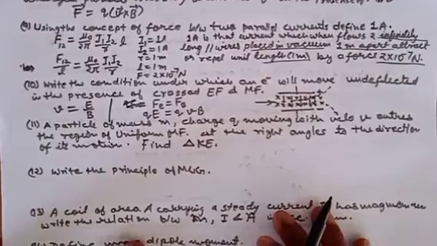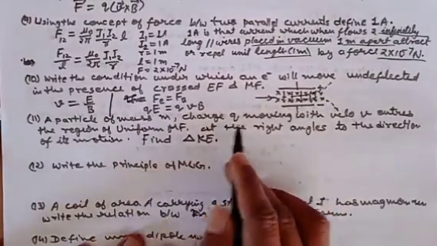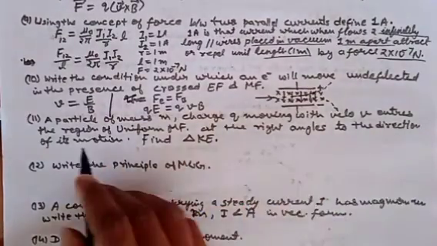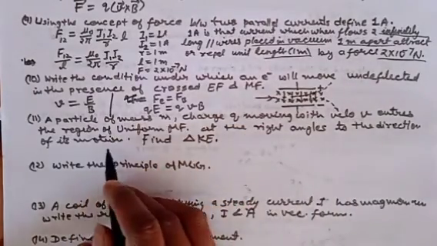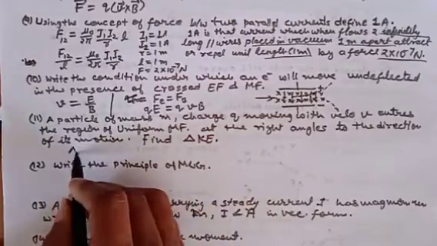velocity selector. A charged particle of mass m, charge q, moving with velocity v, enters a region of uniform magnetic field at right angles to the direction of its motion. Find the change in kinetic energy. Change in kinetic energy is 0.